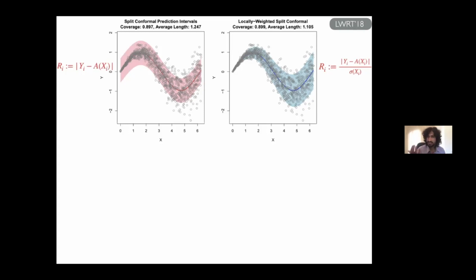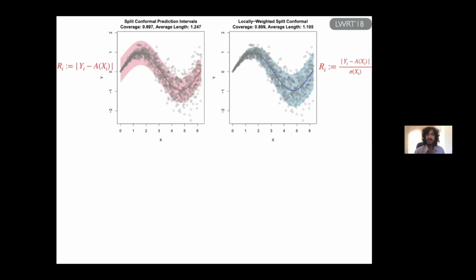And so if you define your residuals this way, everything in the proof still goes through. R1 to Rn2, Rn plus 1, they're still exchangeable and so on. Except now the form of the prediction intervals that you get will vary with sigma. So if you learn a conditional variance that's different in the left and the right, you can incorporate that and you can get prediction intervals that vary with X.